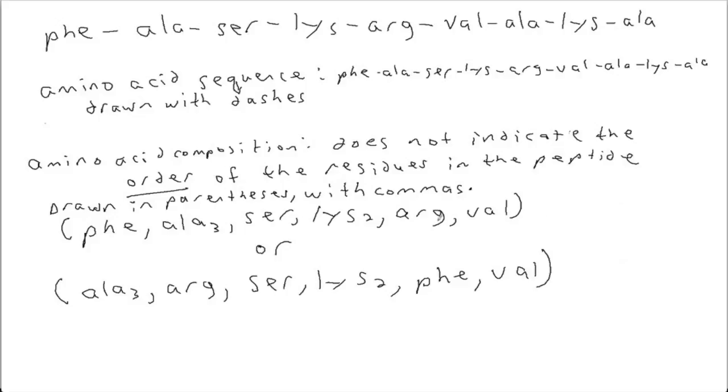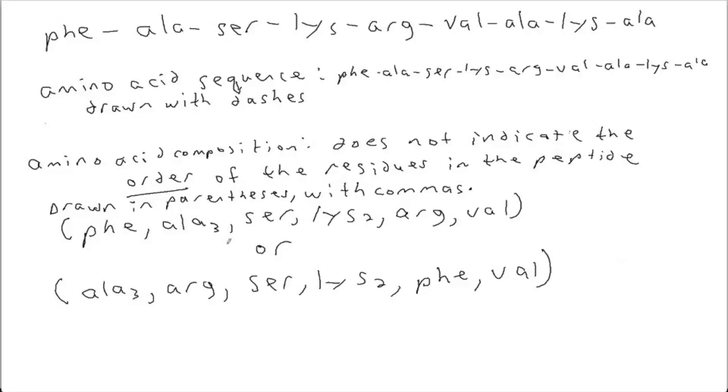Notice that usually when there's more than one of an amino acid in a composition, it's written with a subscript. What does this Ala sub 3 mean? Why do you think I used this notation here? Why did I write that down? Is that supposed to be the third part of the sequence? No, I guess that didn't quite become clear.